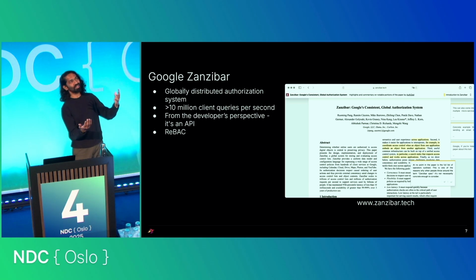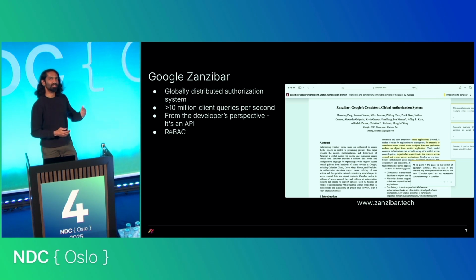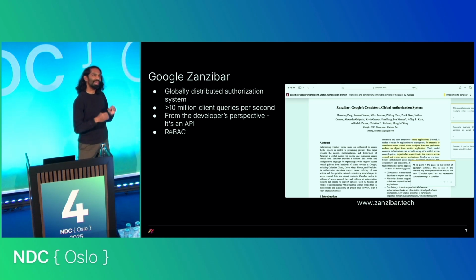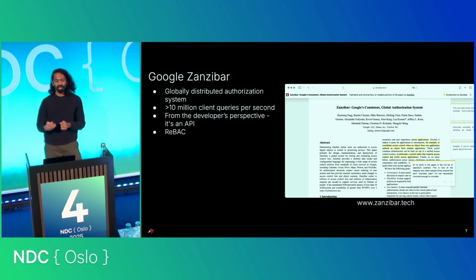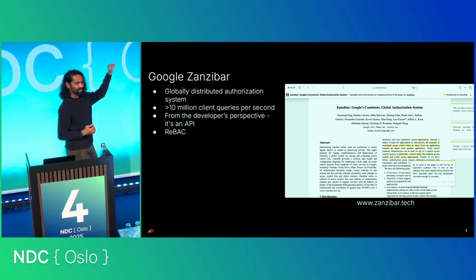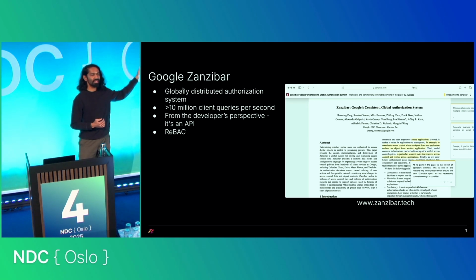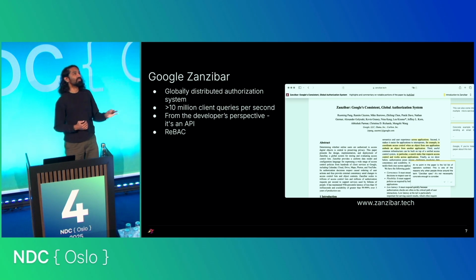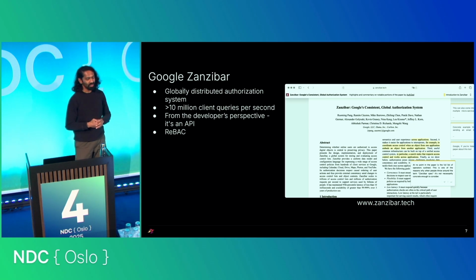Now, this is a great white paper. It's written in very readable English, so I suggest you read it. It's about 12 pages. And in it, they actually describe in detail how their internal authorization system worked. The cool thing is, the first two words of the paper, consistent and global, makes it very interesting, and we'll get to that in a bit.